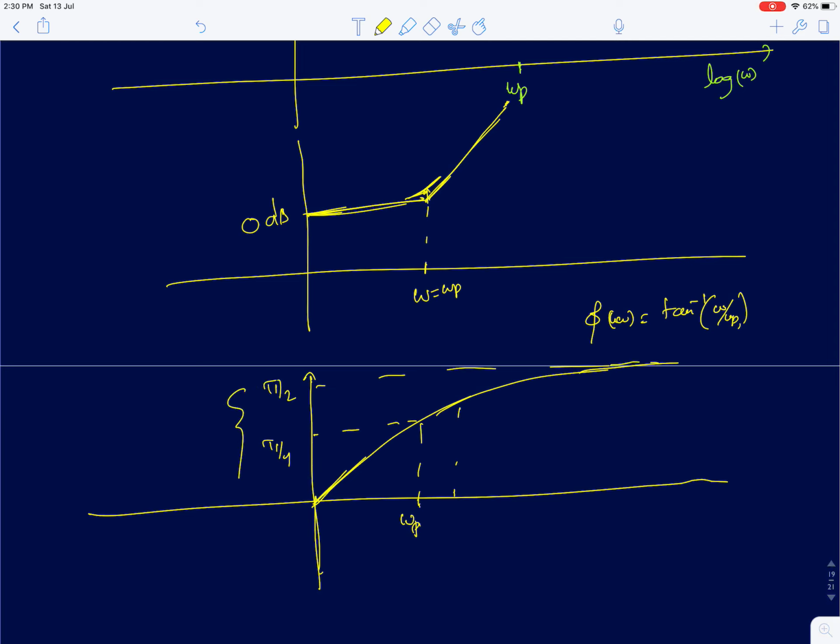Again, we don't plot this phase response on a logarithmic scale. As I said, small variations in phase are not a big concept. It doesn't reflect much on a signal that is being fed to the system.